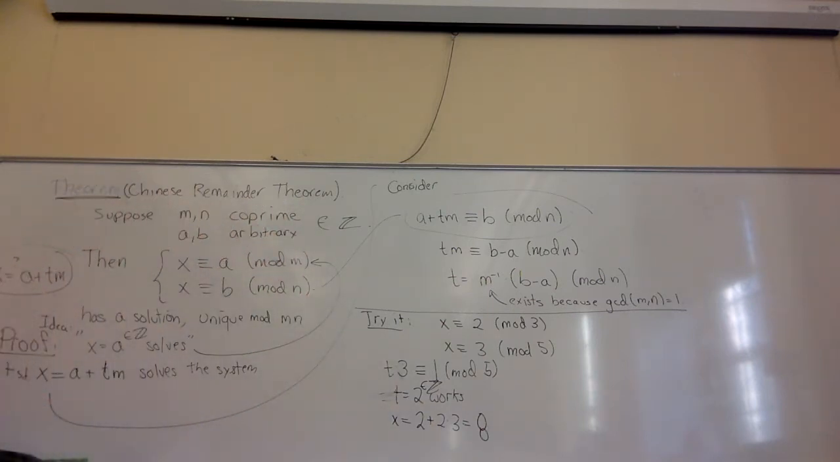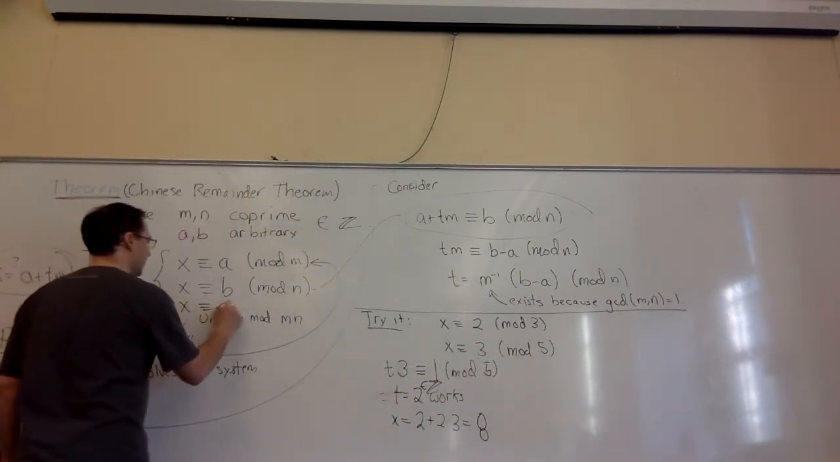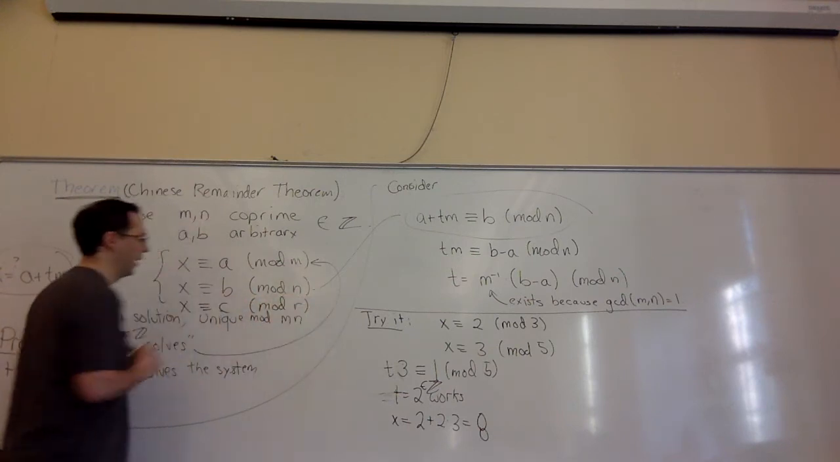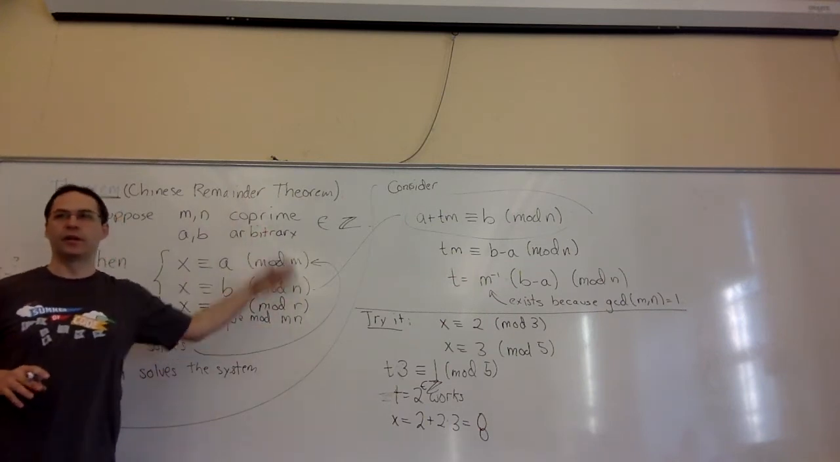Any questions? So we now have this theorem. Yes? So to generalize to a case where we have more systems, we just take the solution mod m times n. Exactly. So his question is, what if you had x congruent to c modulo r? And m, n, and r are all pairwise co-prime. That is, they have no common factors at all whatsoever.